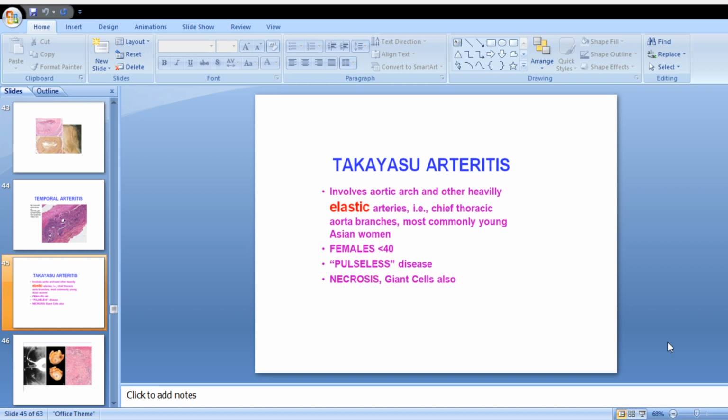Then next is Takayasu arteritis, which involves the aortic arch and part of the aorta. Takayasu arteritis mainly involves elastic arteries, and most commonly occurs in Asian women less than 40 years of age. It is also called pulseless disease. Giant cells are also seen in the microscopic findings of this disease.